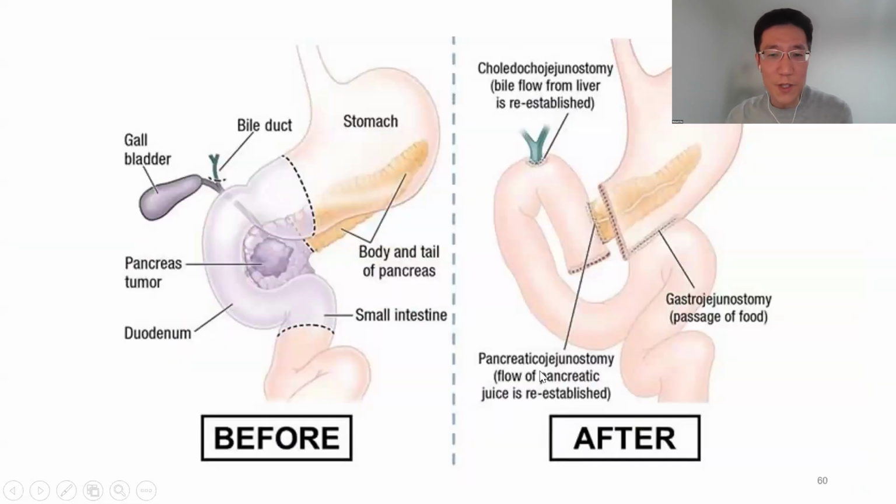Just to show all of you guys what a Whipple's procedure is. So you remove part of the stomach, bile duct, gallbladder, head of the pancreas, and duodenum before we rejoin them. So we do try not to put patients through this procedure unless absolutely necessary.